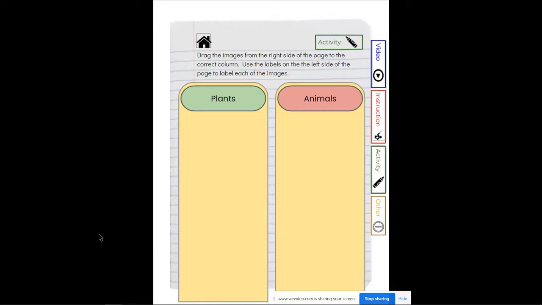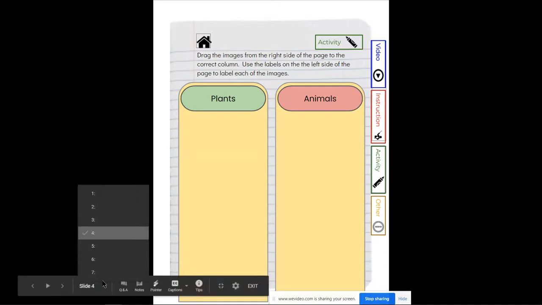All right, so on our first activity page, we have 2. You're going to drag the images from the right side of the page to their correct column. So is it a plant or is it an animal? And then you're going to use the labels on the left side of the page to label each of the images. And we can look at that again in a second.